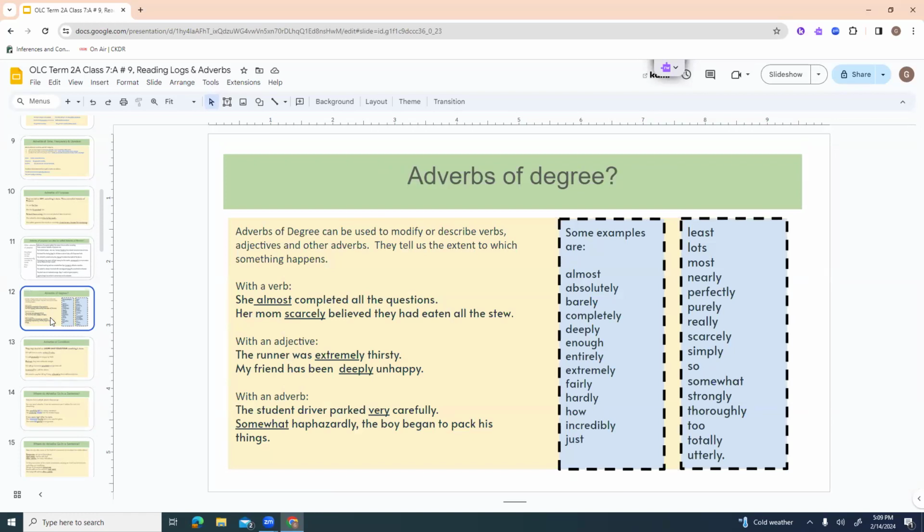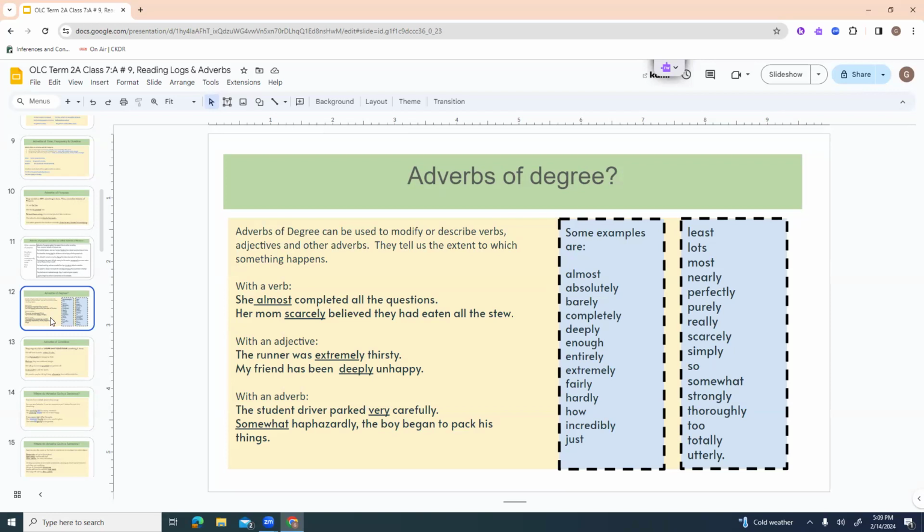Okay, adverbs of degree can be used to modify or describe verbs, adjectives, and other adverbs. They tell us the extent to which something happens. So with a verb, you might have something like, she almost completed all the questions. Her mom scarcely believed they had eaten all the stew. With an adjective, you might have something like, the runner was extremely thirsty. My friend has been deeply unhappy. And with an adverb, you might get things like, the student driver parked very carefully. Somewhat haphazardly, the boy began to pack his things.